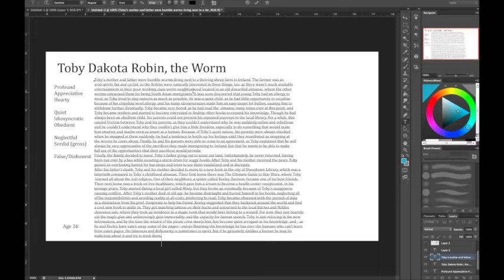Because of Toby's quiet nature, his parents were always shocked when he snapped at them suddenly. He had a tendency to bottle up his feelings until they manifested as snapping at the worms he cares about. Finally, he and his parents were able to come to an agreement, as Toby explained that he will always be very appreciative of the sacrifices they made immigrating to Ireland, but that he wants to be able to make full use of the opportunities that their sacrifices would provide.